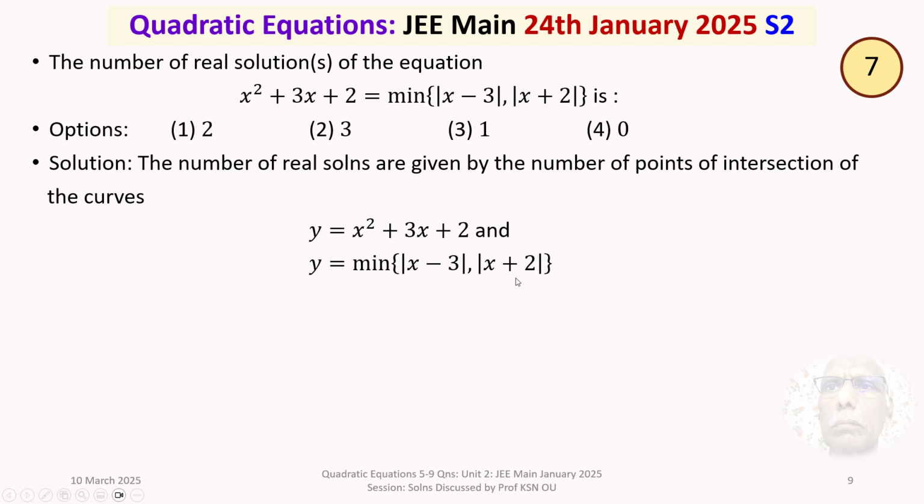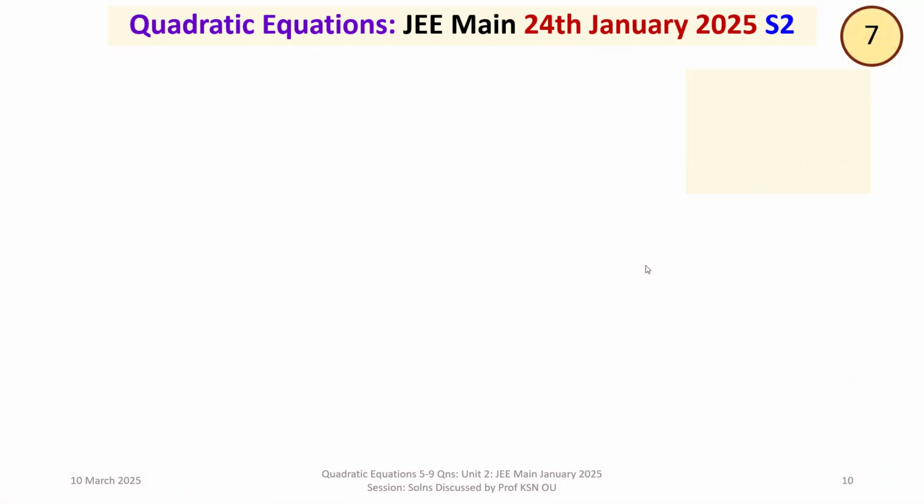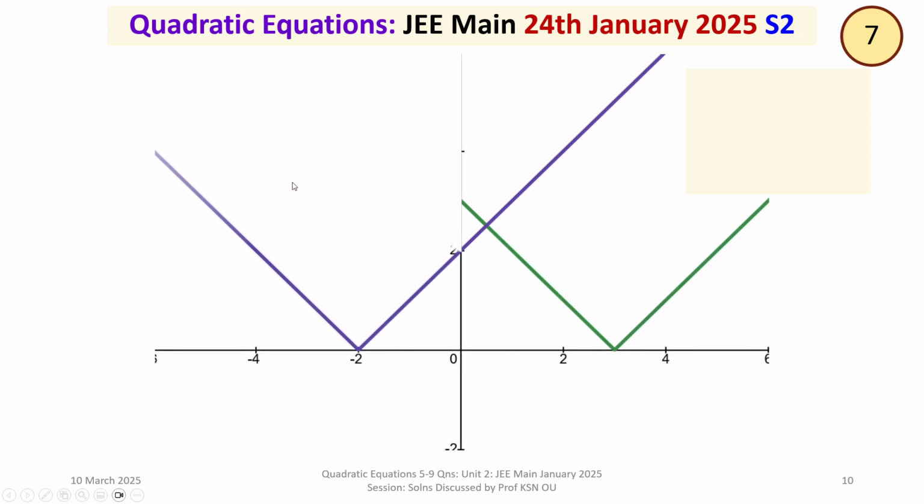So, what is this curve? The points of intersection of these two curves will be the number of real solutions. So we straight away go to this curve, y is equal to minimum of mod of x plus 2 and mod of x minus 3. Mod of x plus 2 will be a V-shaped curve with the vertex at x is equal to minus 2. Mod of x minus 3 will be a V-shaped curve with vertex at x is equal to 3.